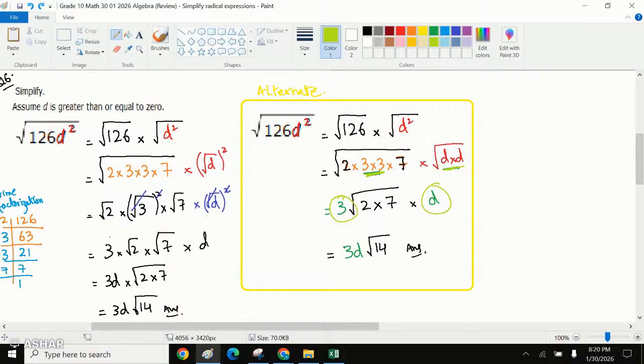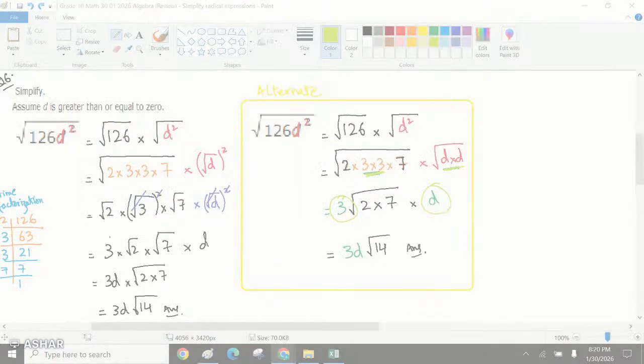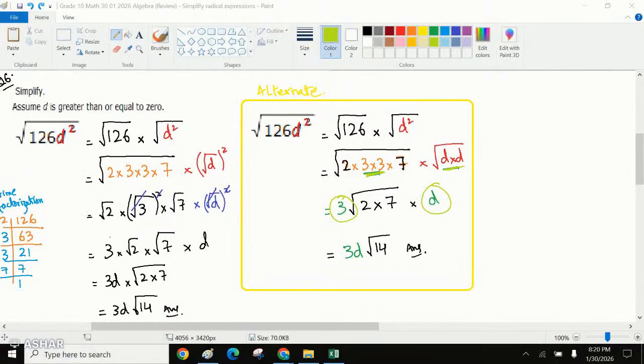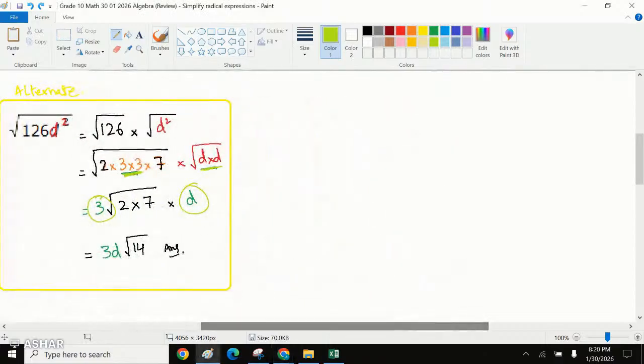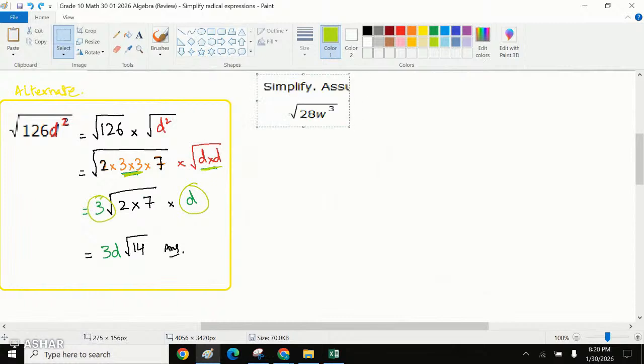Let's look at question number 7. In question number 7, what they are saying is simplify. Just a moment, please. Let me copy this. If this was question number 7, they're asking us to simplify this.